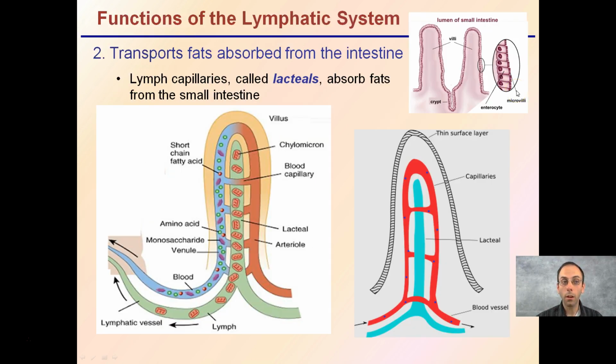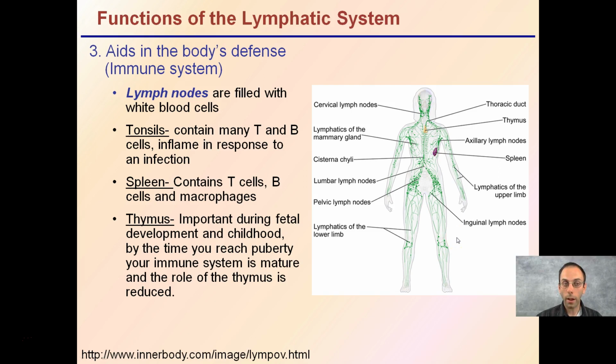Going on to the second function, the lymphatic system transports fats absorbed from the intestines. Lymph capillaries, typically shown in the green color here, are called lacteals. These absorb fats from the small intestine. You might remember that our intestines have very high surface area. They do this with our villi, increasing the surface for nutrient exchange, particularly for nutrient absorption. And we see here our lymphatic system is working in close proximity there, absorbing fats from the small intestine.